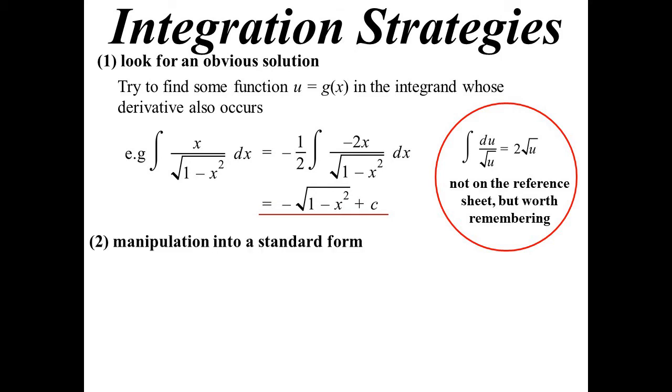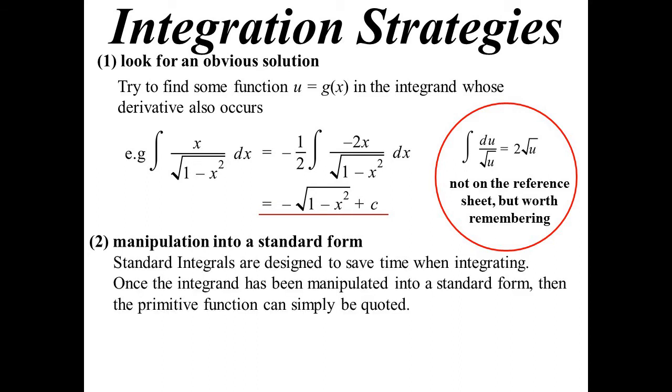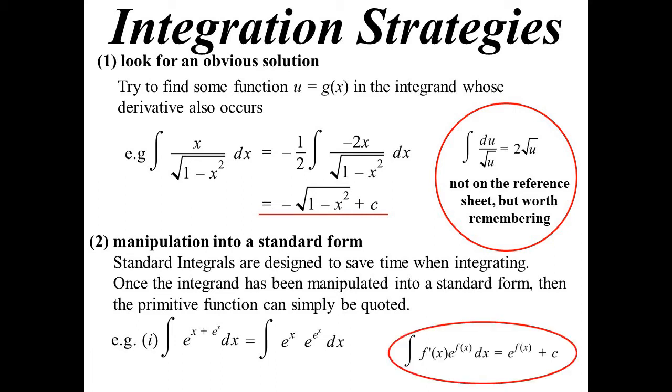In this case, 1 minus x squared, plus a constant. Sometimes, and this was the idea of integration by substitution, we manipulate it into one of the standard forms that we know. Here's a very interesting one: e to the power of x plus e to the x. How do you manipulate this one? Well, you use your index laws. I can rewrite that as e to the x times e to the e to the x. And I now have derivative times the exponential of a function. So therefore, it's e to the function, e to the x, plus a constant.